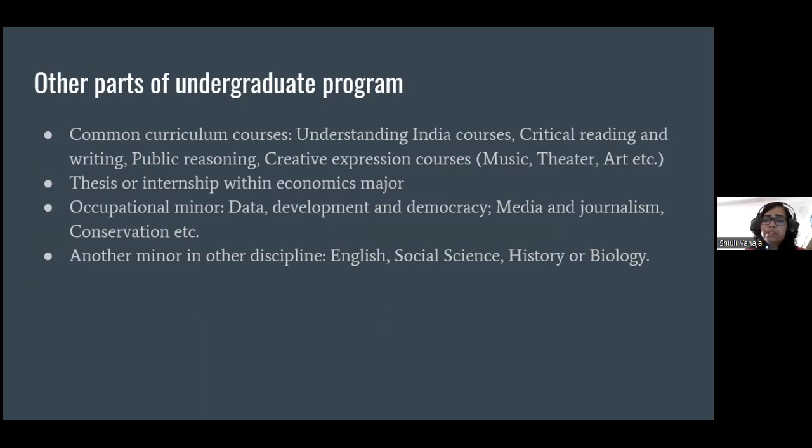Then we have two courses in critical reading and writing, which is essentially to develop your reading and writing abilities. Then we have one in public reasoning, which will teach you how to make arguments, how to make good arguments. And then courses in creative expression, which can be music, theater, art, pottery making, and so on. And all the common curriculum courses are compulsory as well.